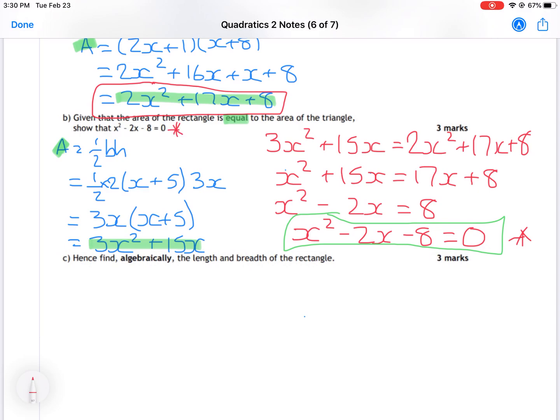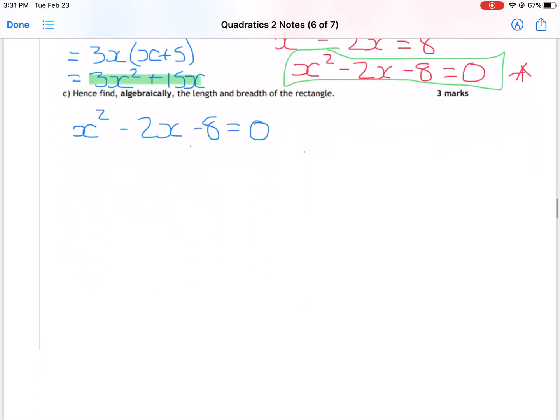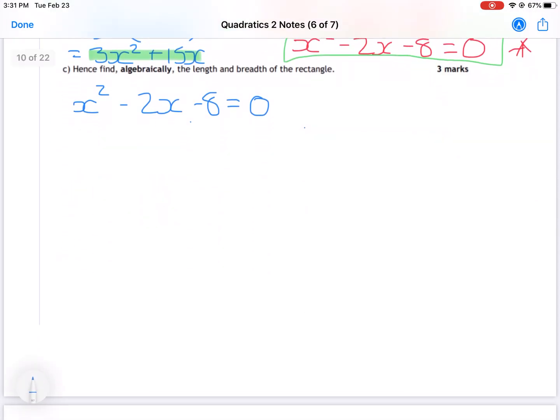I can also use that expression from question B, so without even getting the 3 marks for question B, I could have used the equation x squared minus 2x minus 8 equals 0 without even doing part B. I've got that expression already, so I can use it in part C without having to calculate it in part B. So you can leave out part B and actually just do part C to find the two values of x.